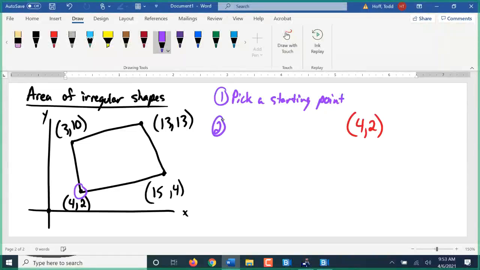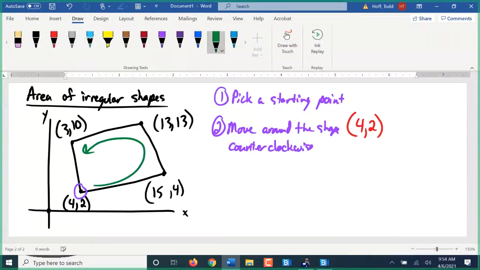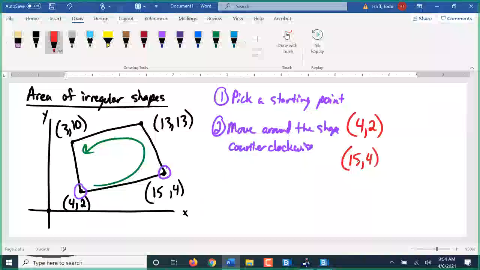Step 2 is to move around the shape counterclockwise. Counterclockwise would be this direction. So our next point would be this one here, the 15, 4. Next one's this one here, 13, 13.